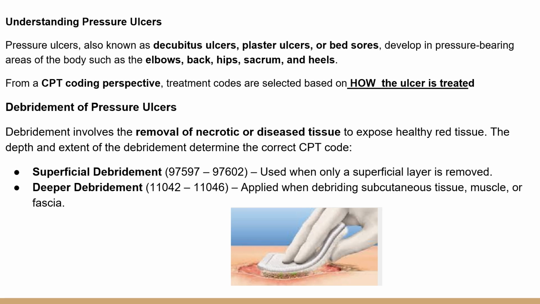debridement code. If it's a superficial debridement, then we code from the 90,000 series, which is covered in the medicine section, where we only do the superficial layer removal. And if it is a deeper debridement, we have already seen the code from the 11042 series, where we debride the ulcer till the subcutaneous tissue, muscle and the fascia. So this is the debridement code.